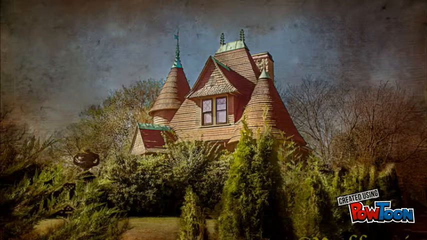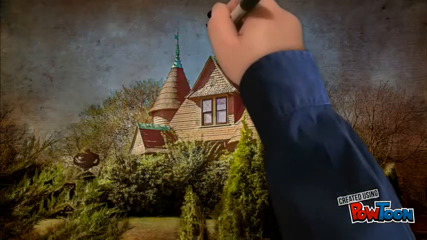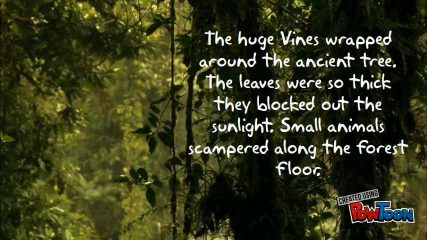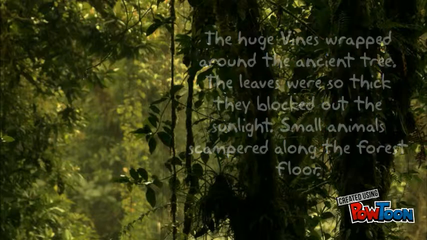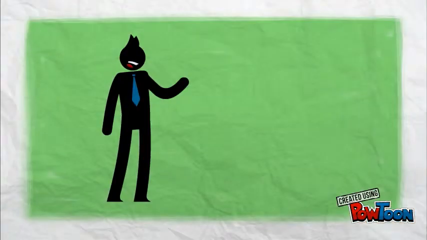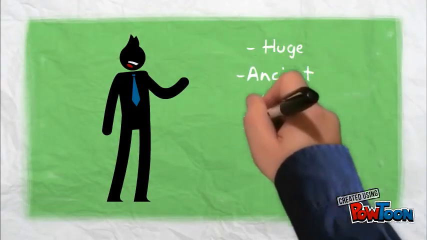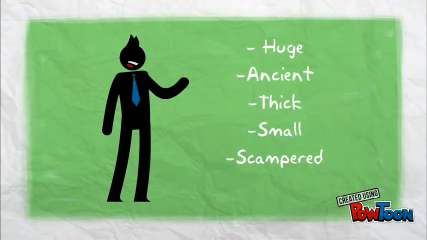Another way to start a story is through a setting snapshot. Here is an example of a setting snapshot. The huge vines wrapped around the ancient tree. The leaves were so thick they blocked out the sunlight. Small animals scampered along the forest floor. Notice how the writer has used various descriptive words. These words help us to imagine what the setting is like.